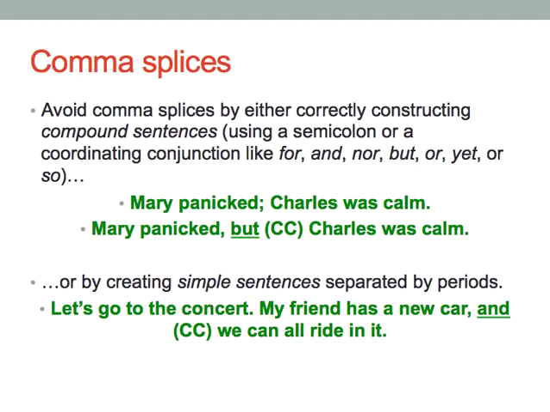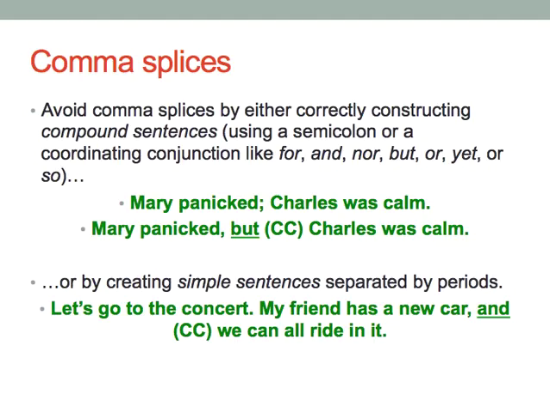You can avoid comma splices by correctly constructing compound sentences, which means to use either a semicolon or a coordinating conjunction like for, and, nor, but, or, yet, or so. Those are the two rules to make a compound sentence. Mary panicked, semicolon, Charles was calm. Or Mary panicked, but, coordinating conjunction, Charles was calm.